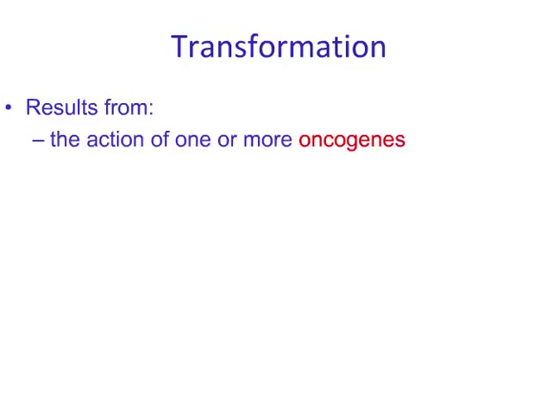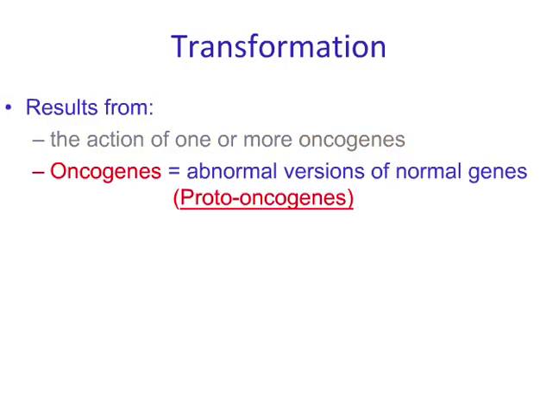Cancer is caused by mutations in somatic cells that result in transformation to a cancerous phenotype. Transformation normally requires from as few as 1 or 2 mutations to as many as 20 within a single cell. Transformation results from the action of oncogenes, which are abnormal versions of normal genes called proto-oncogenes.